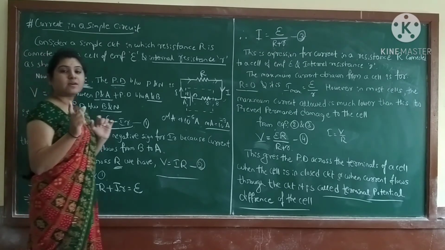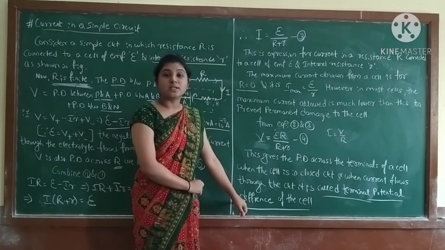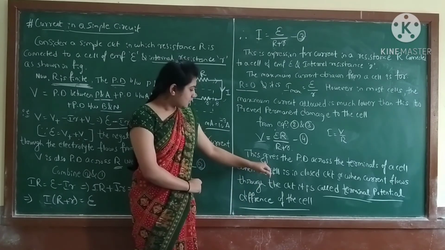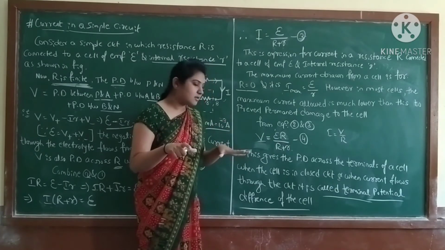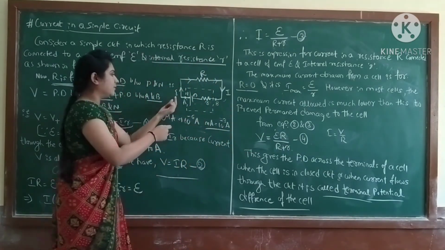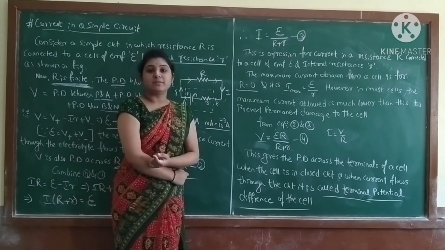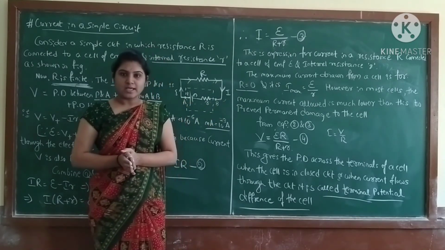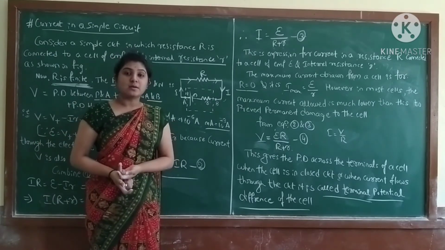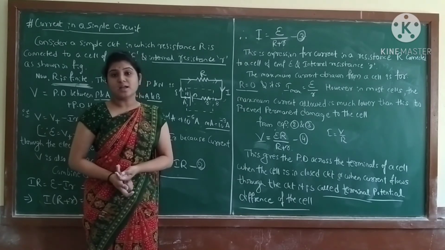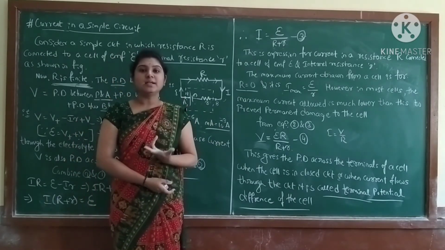Now we are taking one more definition, that is the terminal potential difference of the cell. What is that? The potential difference across the terminals of a cell. Terminals are here. These are called the terminals of a cell when it is connected between the two electrodes. Yes, or else when the current flows through, that is nothing but the terminal potential difference of the cell. Understood? For this we have some conditions.